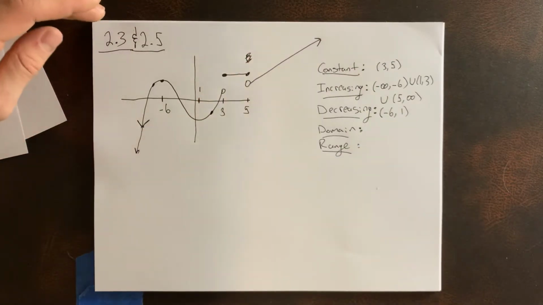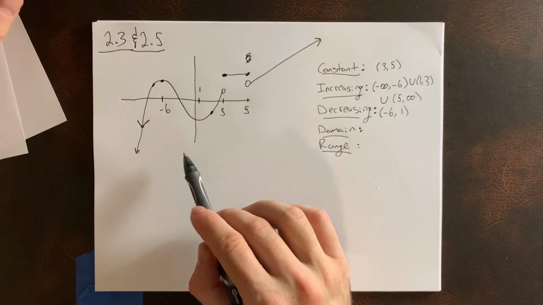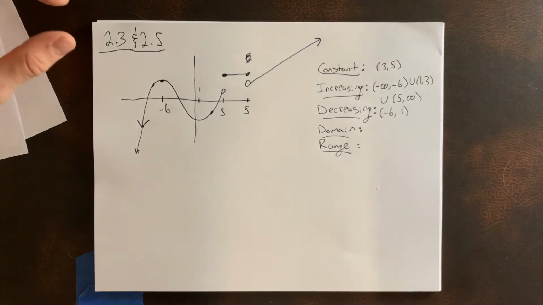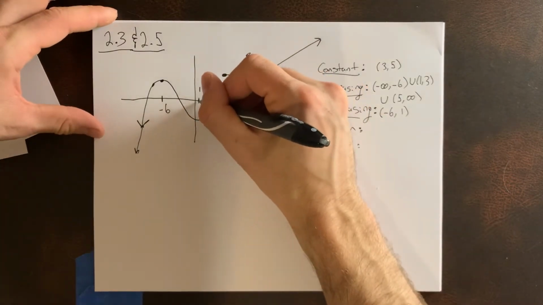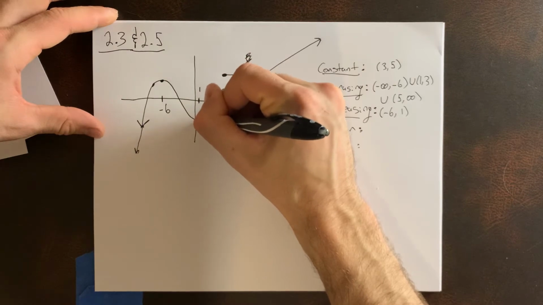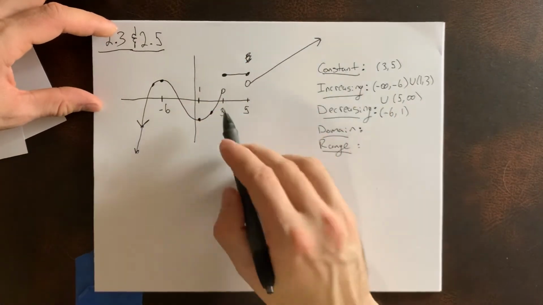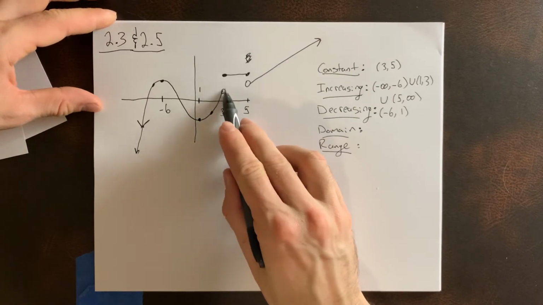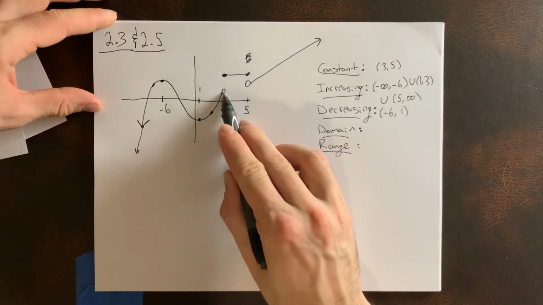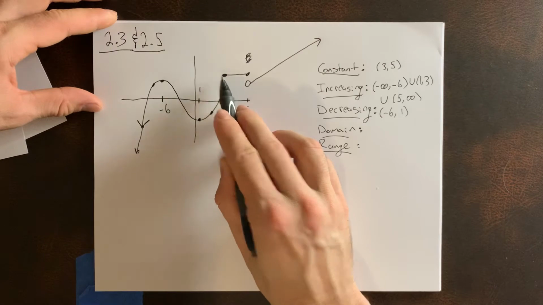The domain is all the x values that have points on the graph, meaning, for example, this point right here, 1, this is in the domain because we have a point on the graph. And if you look at all these x values, we always have points on the graph. So even right here at 3, the circle means we're not at that number, but we have a point up here.